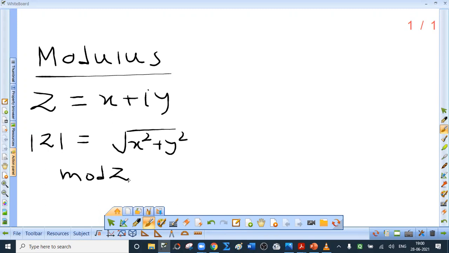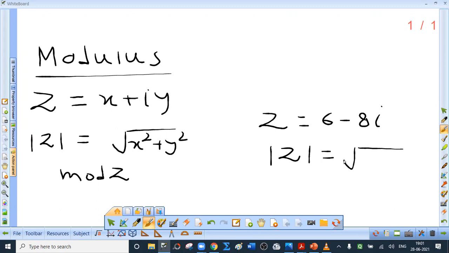So if z is say 6 minus 8i, can you tell me the modulus of this? It is mod z equal to root of, I will write directly, what is square of 6? 36. What is square of minus 8? Not minus 64, plus 64. So it is root 100, that is nothing but 10.